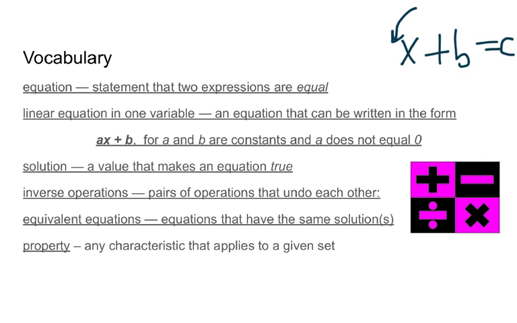We also learned what a solution is. That is a value that makes an equation true. Inverse operations are pairs of operations that undo each other, and equivalent equations are equations that have the same solutions. And just to give you some structure about the lingo of mathematics, a mathematical property like the addition property of equality is any characteristic that applies to a given set.